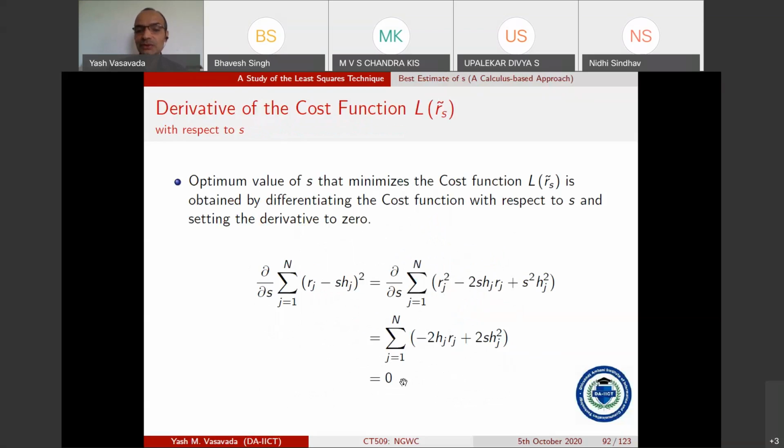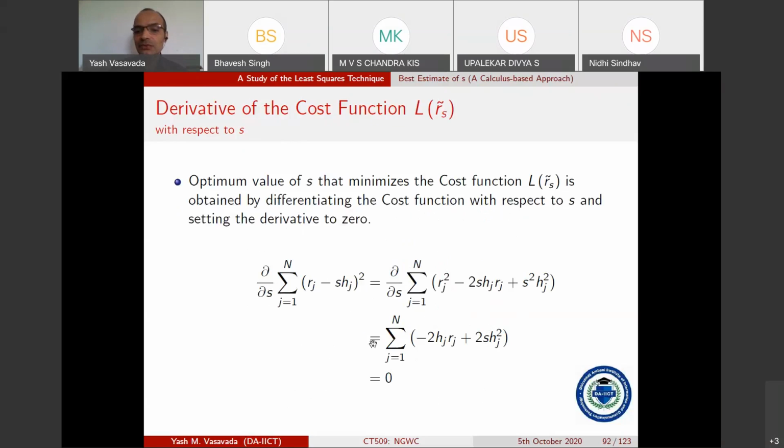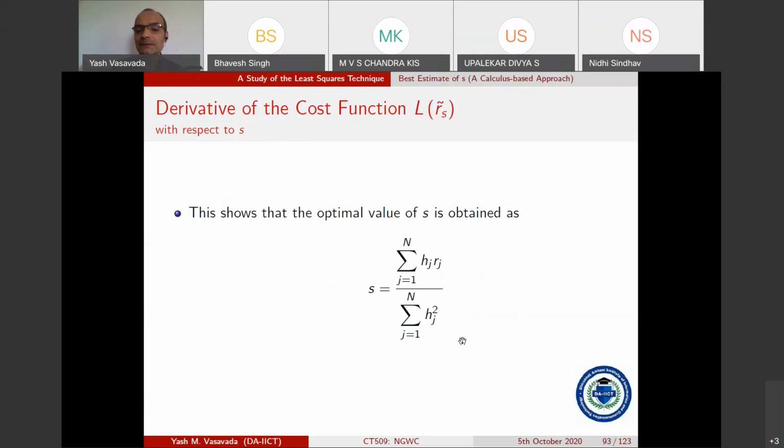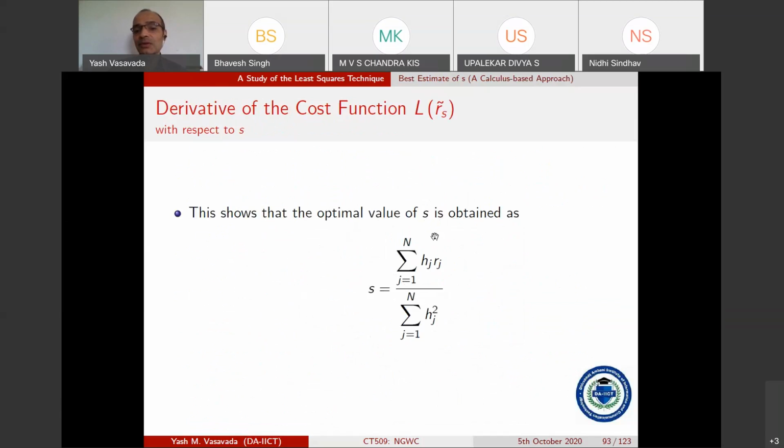Once I set this cost function to 0, and then solve for S, basically I take this equation, set it to 0, and solve for S, I get this equation over here. The solution of this equal to 0 is given as this. But you will recognize that this denominator, h_j squared, is nothing but h Hermitian h inverse. And the numerator is the same as the inner product of h with r. This is the inner product of h with r, and this is h Hermitian h inverse.